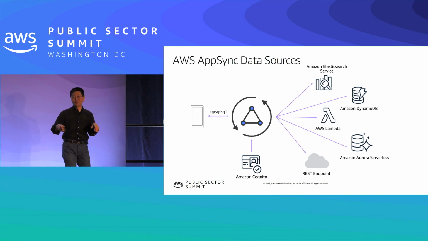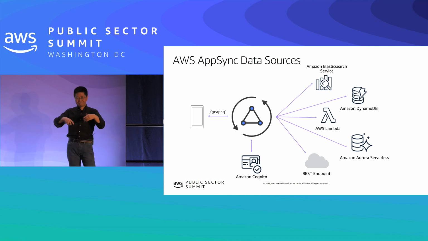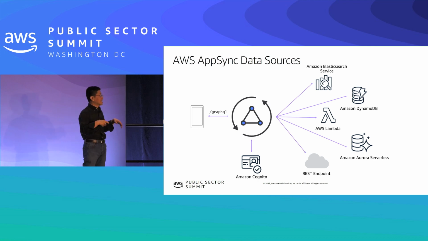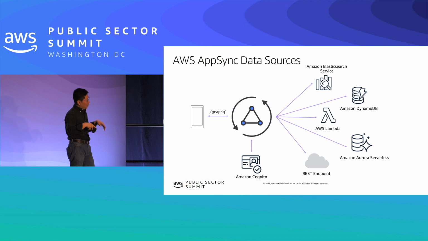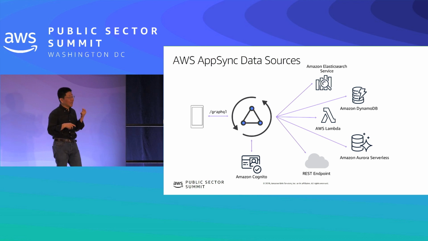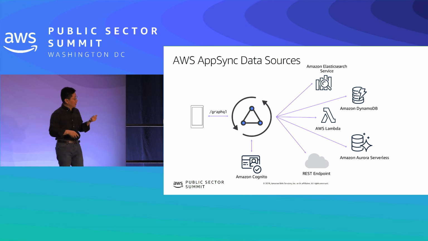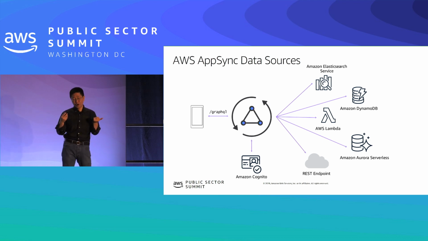If you have Lambda, you can connect to any backend if you want, right? It's just some functions, code running. You can use it as a proxy. You can do processing directly and return the data. We also support RESTful endpoints. If you have an existing HTTP endpoint, you can also hook it into the AppSync service, which gives you flexibility talking to your legacy applications, for example. And I also have Cognito over there, which does authentication and authorization for you.